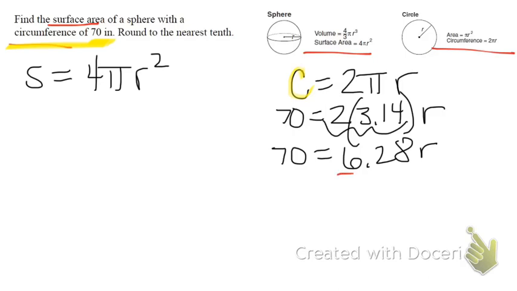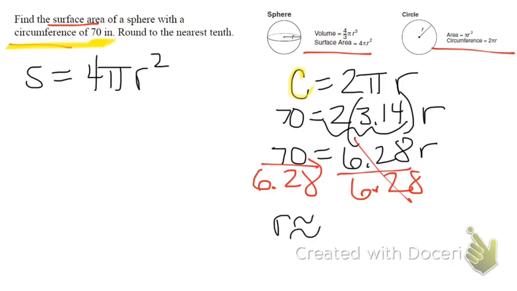And again, you don't have to show that. You can just do it if you understand what's going on. The 6.28 cancels. So r is approximately, I have to put that in my calculator, 70 divided by 6.28. And I get about 11.146.